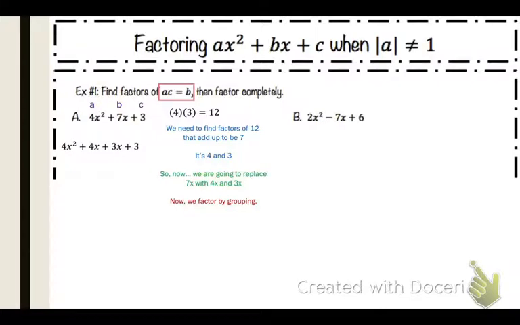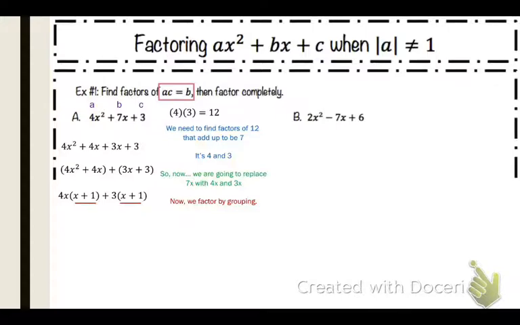Now we are going to factor by grouping. So we're going to put the first two together, the second two together. Then we're going to look at this. What can we take out of 4x squared and 4x? Well, you can take out a 4x, and you're left with an x plus 1. On the second one, what can you take out of 3x and 3? You can take out a 3, so you're left with x plus 1.